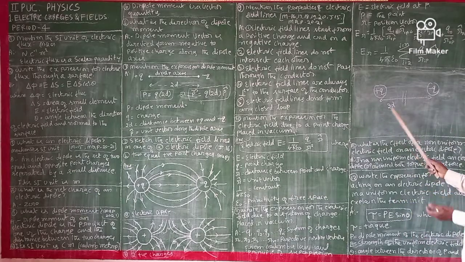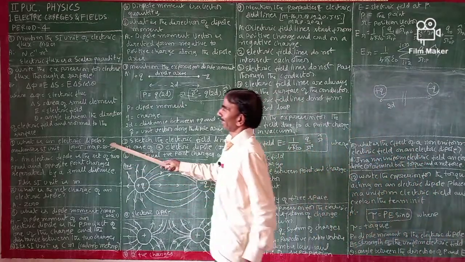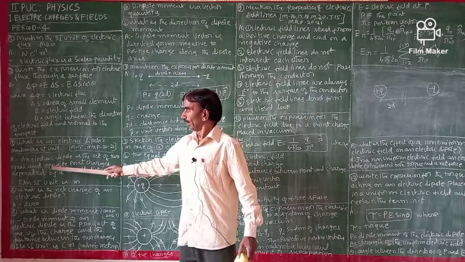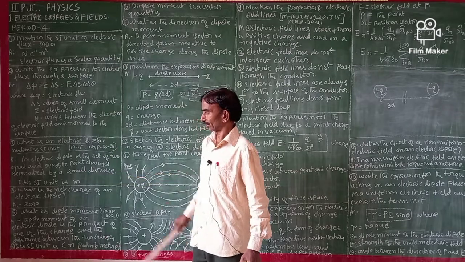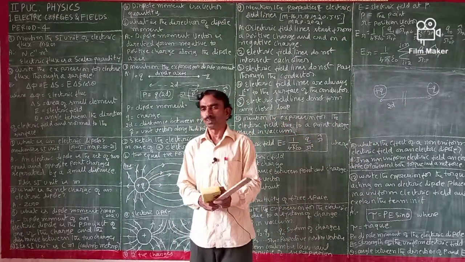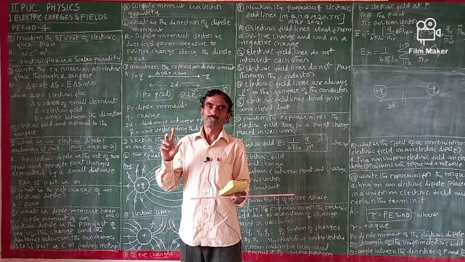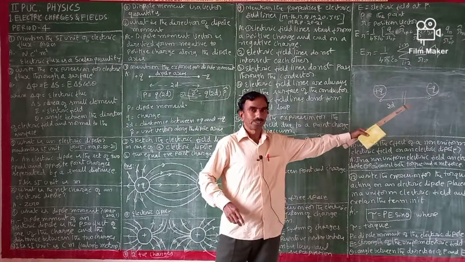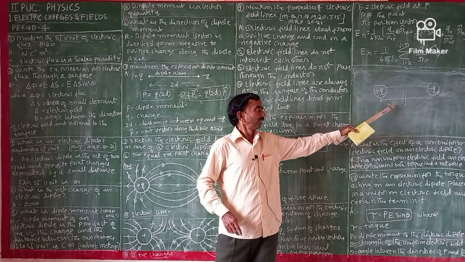So, what is dipole moment? An electric dipole is a set of two equal and opposite point charges separated by a small distance. Di means two, and poles means positive or negative charges. It is a set of one positive and one negative charge of equal magnitude. So the distance between them is 2d.